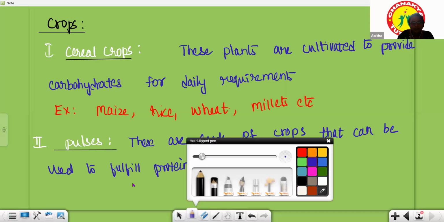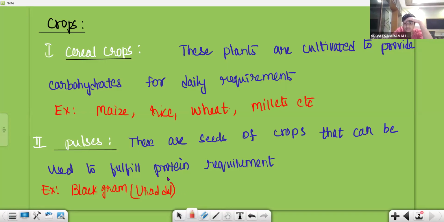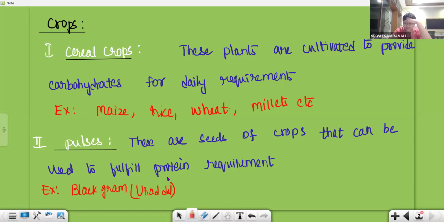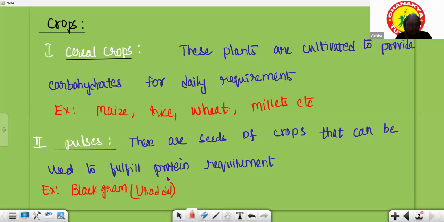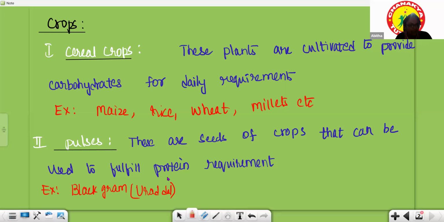So, examples of pulses. Black gram, which looks black in color, is called urad dal. That is minapappu in Telugu. It is used to make idli and dosa. It usually has a black coating, which is removed. So black gram is urad dal.